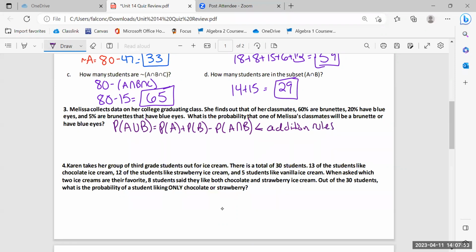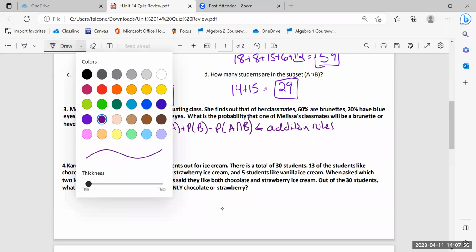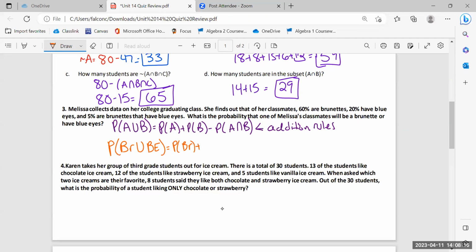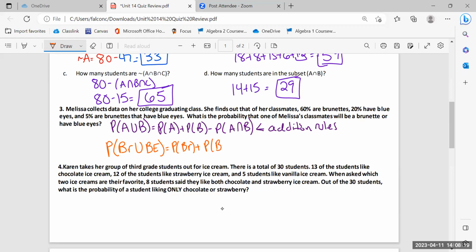All right, so for this one, we're finding an or probability. So we're finding brunette or have blue eyes. I'm going to say BR for brunette, and BE for blue eyes. So it will be the probability of a brunette plus the probability of blue eyes minus the probability of brunette and blue eyes.